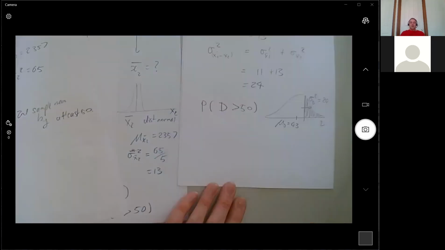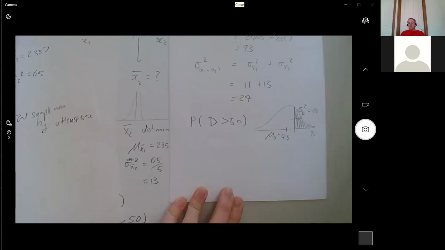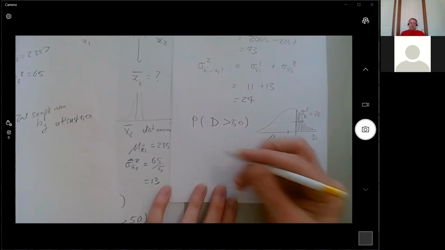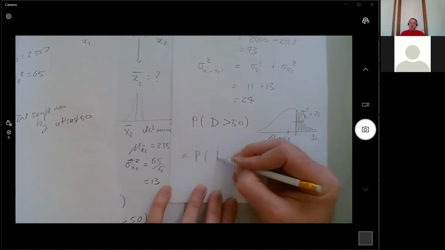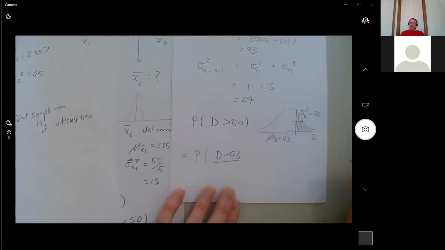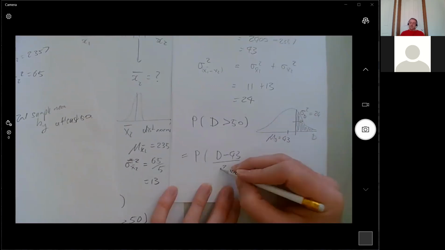Okay. So this is a normal distribution now. And so I think that since we only have a table for a Z distribution, I need to convert to Z. So I need to take off the mean and divide by the standard deviation.